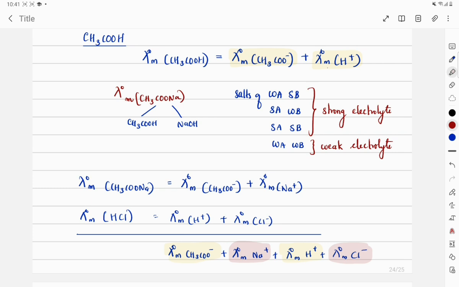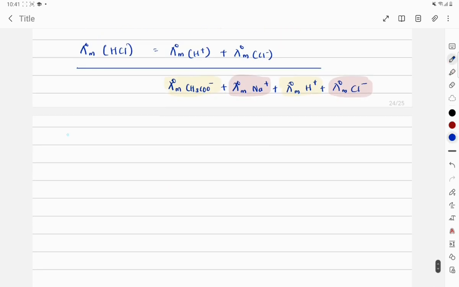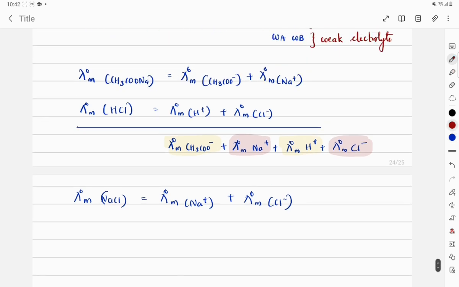So if you look at this, it is Na plus and Cl minus. So if I subtract the molar conductivity at infinite dilution for sodium chloride from this equation, in that case I am going to get only that required for CH3COO minus and H plus. So next is lambda 0m value for NaCl, which will be equal to lambda 0m value for Na plus plus lambda 0m value for Cl minus. So this equation is what I'm going to subtract from these two. So let's name these 1, 2 and 3.